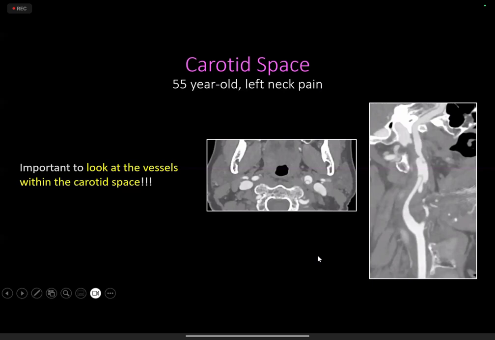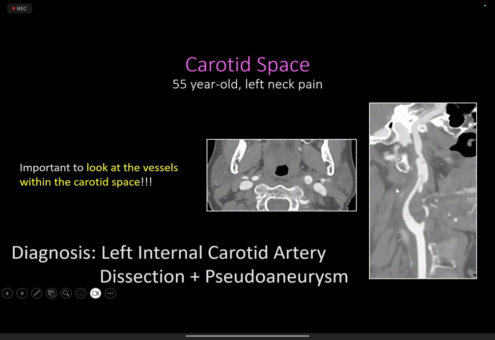So here's a patient with a carotid space lesion, who presented with left neck pain. So I'm going to look at the vessels within the carotid space itself, not just around it, but clearly you can see that there's a flap within the internal carotid artery, and an extensive pseudoaneurysm along that internal carotid artery as well. And this is a case of left internal carotid artery dissection with pseudoaneurysm formation.